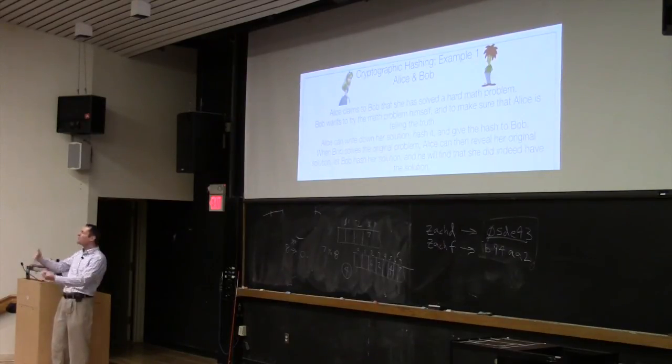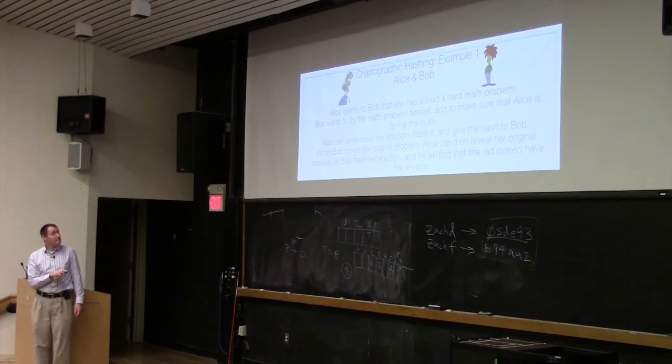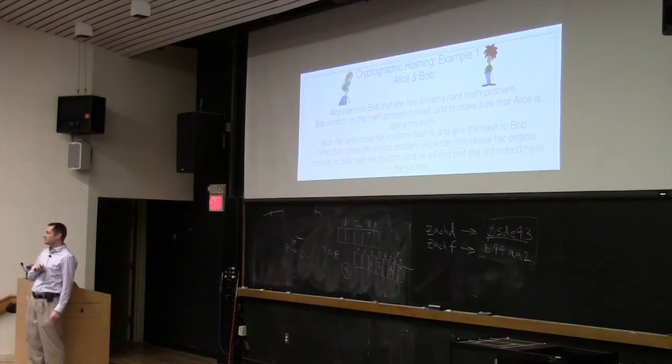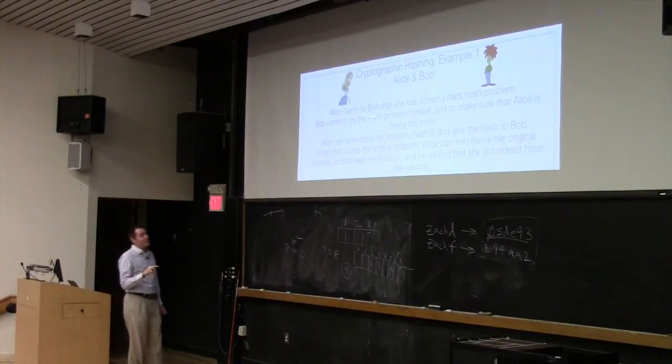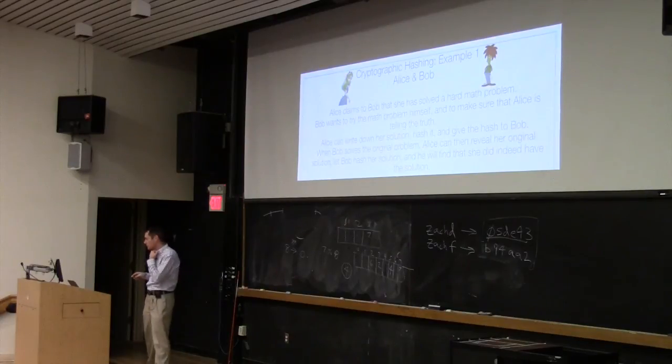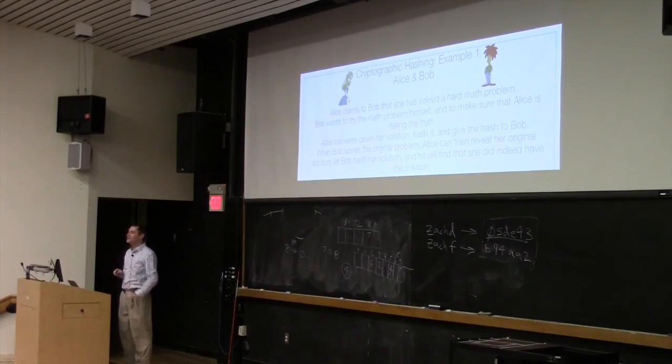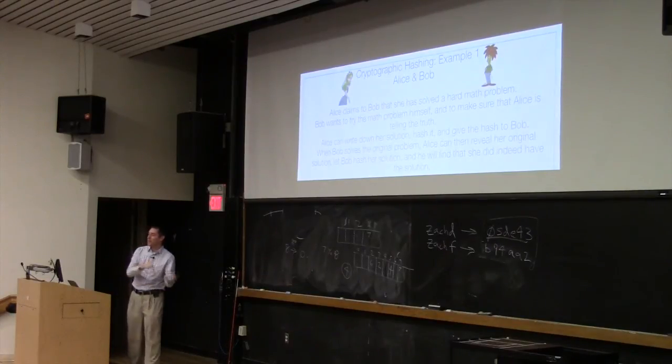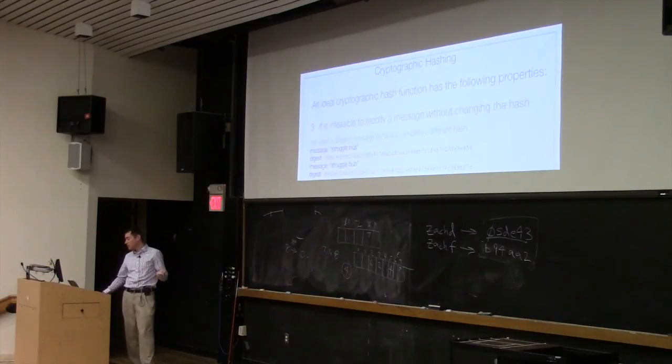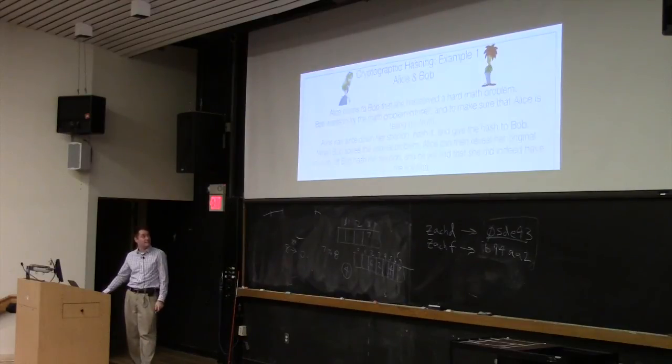She says, I've got this problem, it's really hard, but I've solved it. And Bob says, hey, I want to try that math problem. And he wants to make sure that Alice is telling the truth. What Alice can do is she can write down the solution, and she can give the hash to Bob. And she can say, here's my solution, but it's in hash form. In other words, it looks like that. It doesn't mean anything to Bob yet.